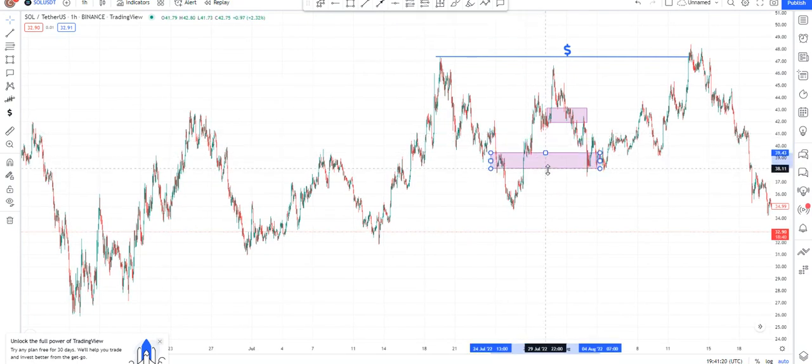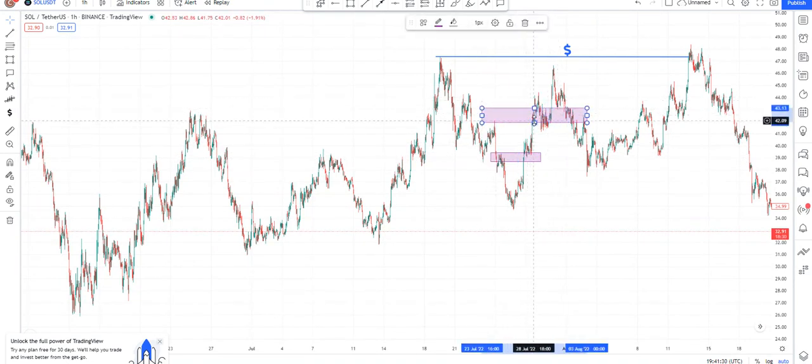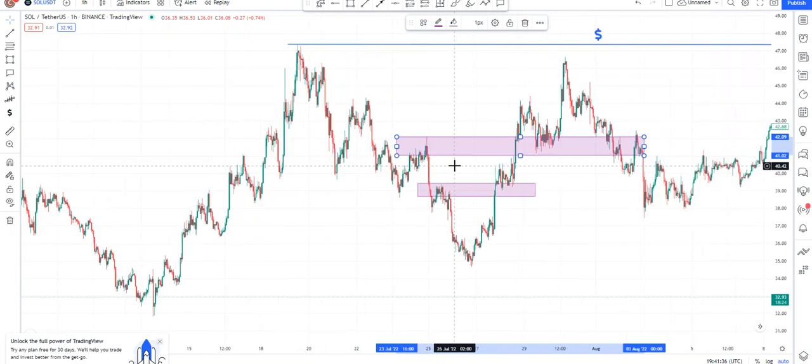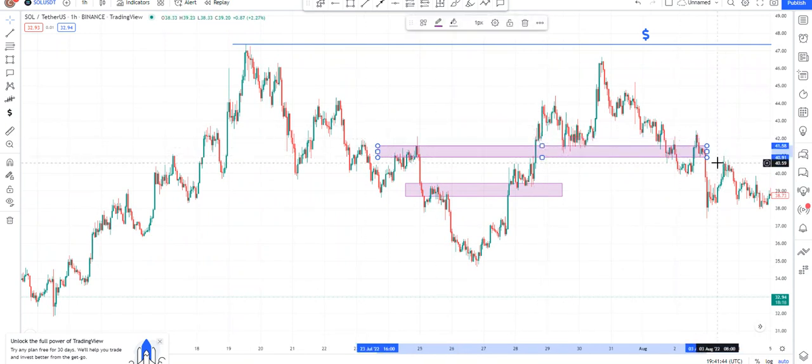Yeah, that's right. So over here we're taking these ones. Okay, so these are our reclaim blocks in this scenario. So the last other blocks in here, let me zoom in a bit. Okay, so this is a downward move. So the last bullish candle in there will act as a reclaim block.